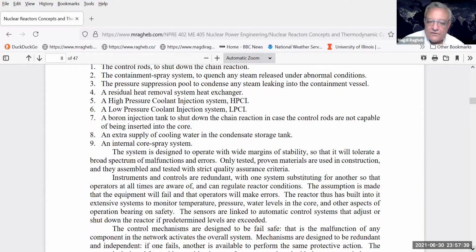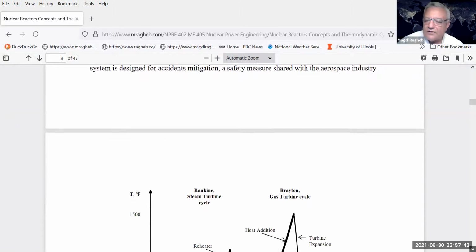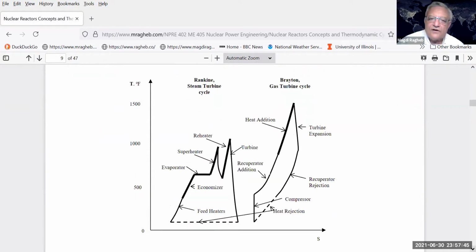So you could see here that we have several layers of defense against any kind of failure that can happen in either designs that are in operation today.